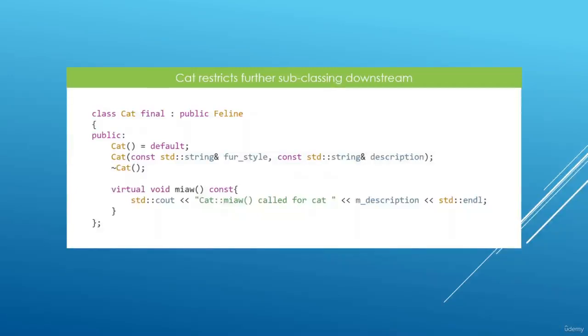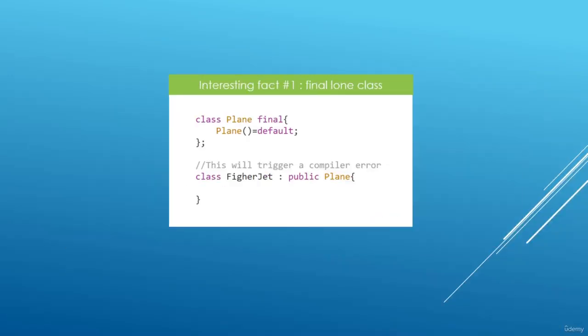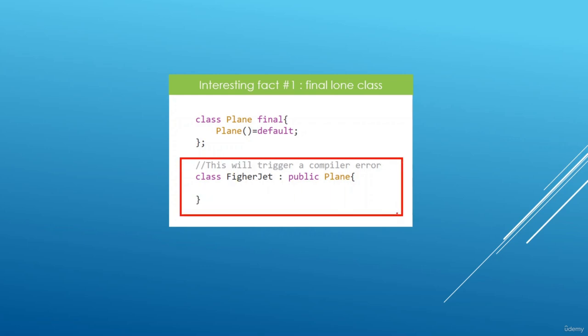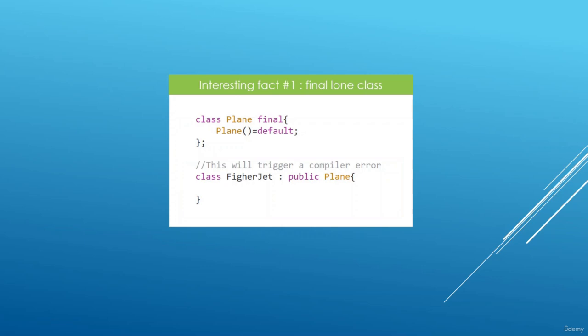Okay, now that you know these things, let's look at a few things that may be interesting. For example, here is a simple fact that you can create a class right away and mark it as final. And when you do this, nobody will be able to ever inherit from this class in your program. And if we do this, we will get a compiler error, for example. This is one thing I find interesting, and I really wanted you to know this.